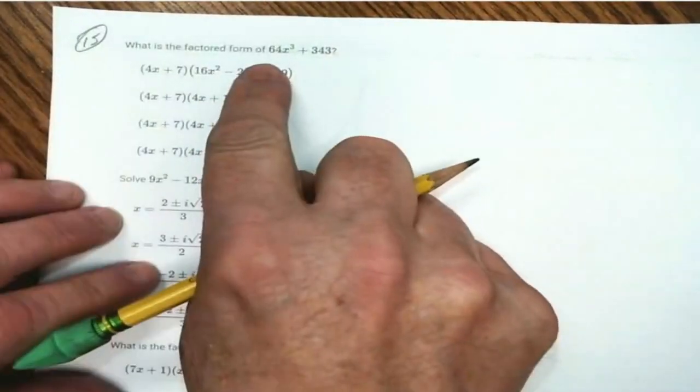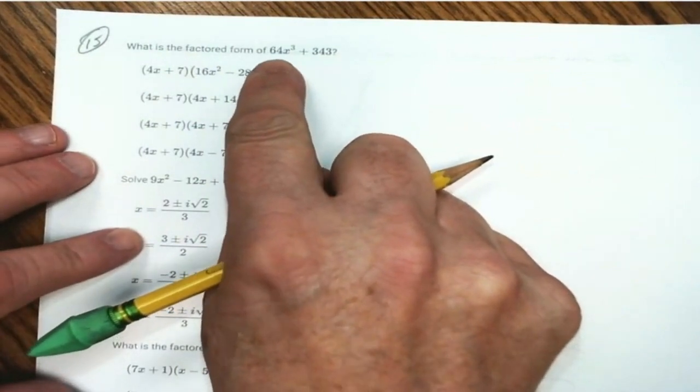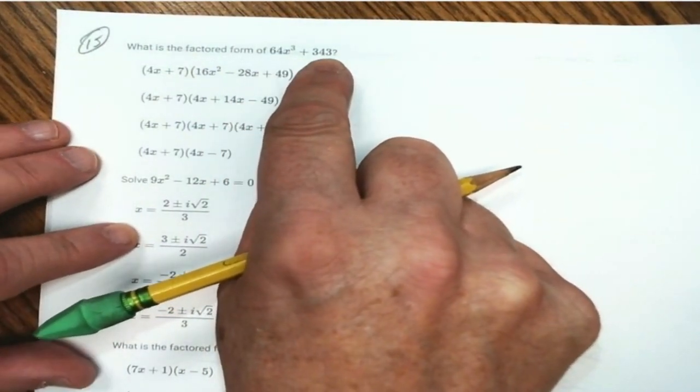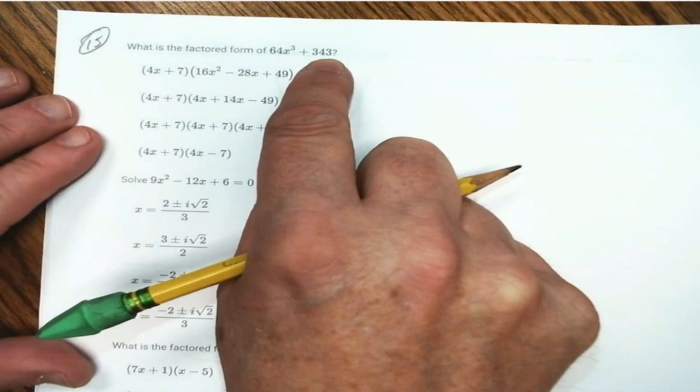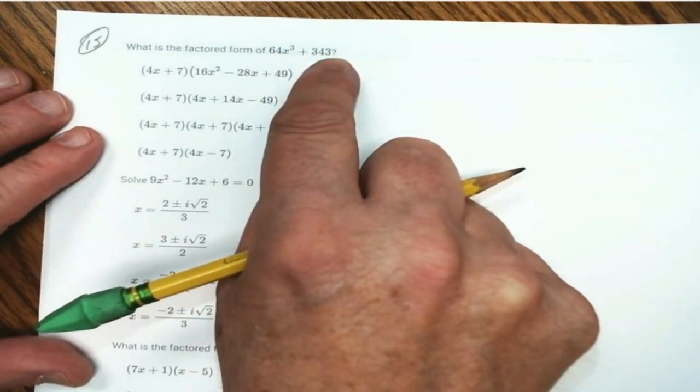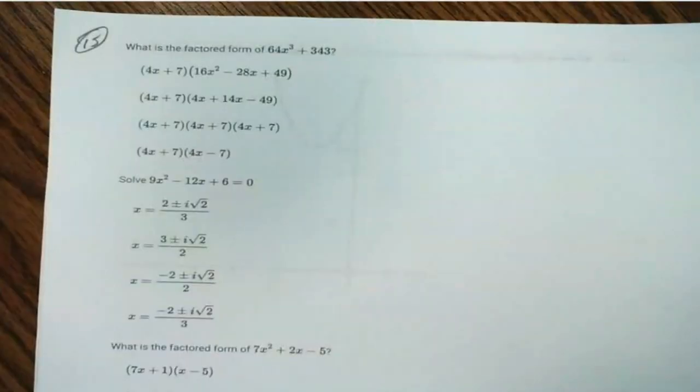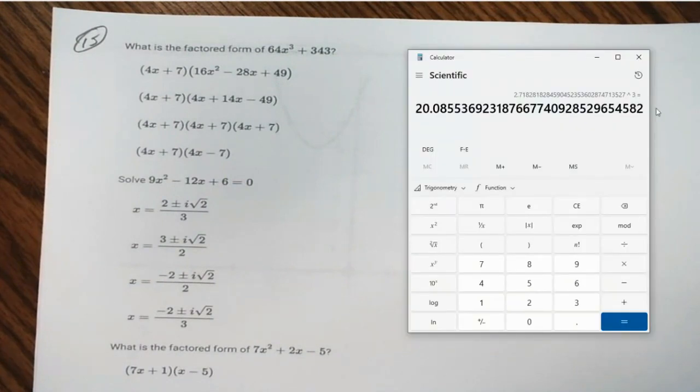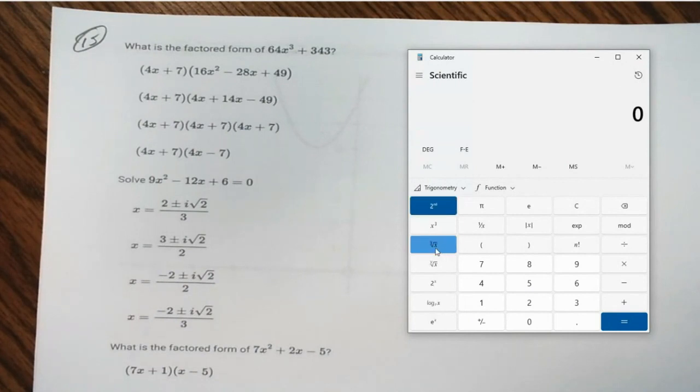What is the factored form of 64x to the third plus 343? Oh, let's see. I think these are both cubes, aren't they? 64, I suspect they are. If I put it in my calculator, let me clear that out there. If I go second, I can take the cube root right there in my calculator. So 343, I know 64. The cube root of that is 4, right? Oh, it's 4.